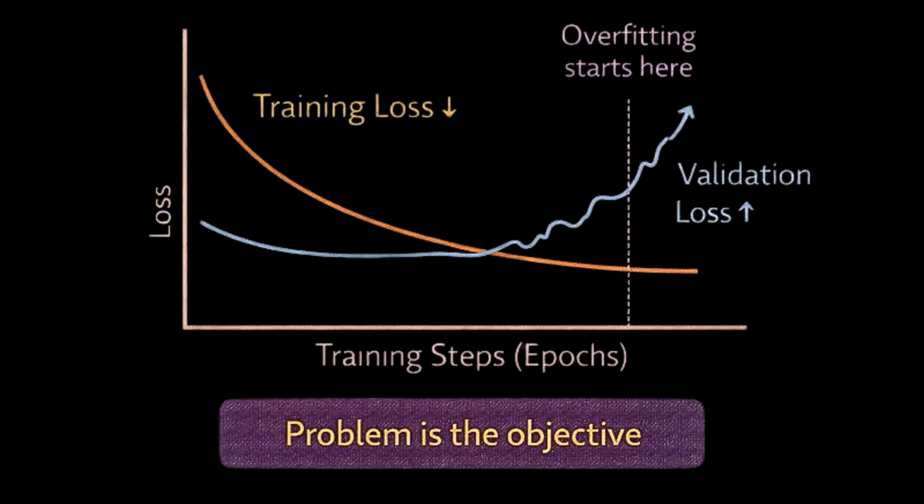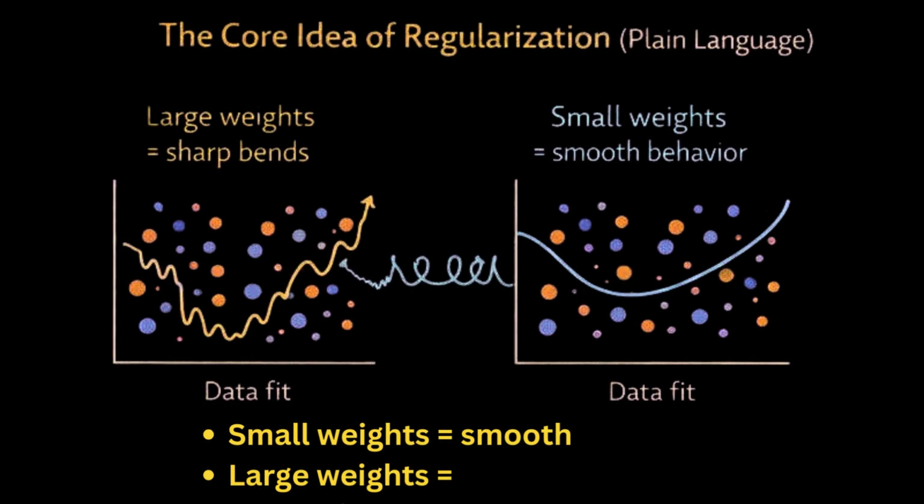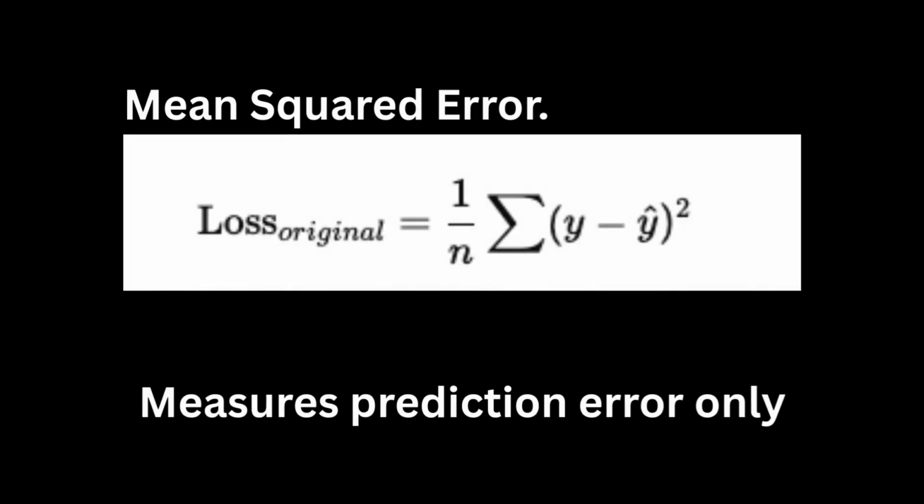In the last scene, we saw a problem we couldn't ignore. Training error kept going down, but validation error started going up. The model was doing exactly what we asked, but what we asked was incomplete. So instead of changing the optimizer, we change the objective. Regularization means adding a rule that says fit the data, but don't make the model too complex. Mathematically, we do this by penalizing large weights. Big weights mean aggressive fitting. Small weights mean smoother behavior.